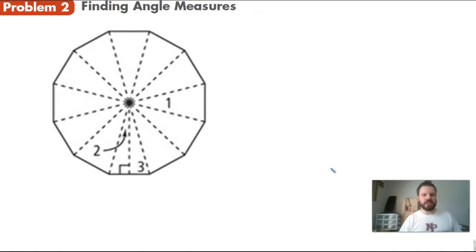In the next question, we're going to look at finding angles within regular polygons. Why would I want to do that? Well, if I need to solve for, let's say, an apothem or a side length, to use the triangles, it'd be nice to know what these different angles are here. So let's go ahead and do that. Let's start off with angle 1.